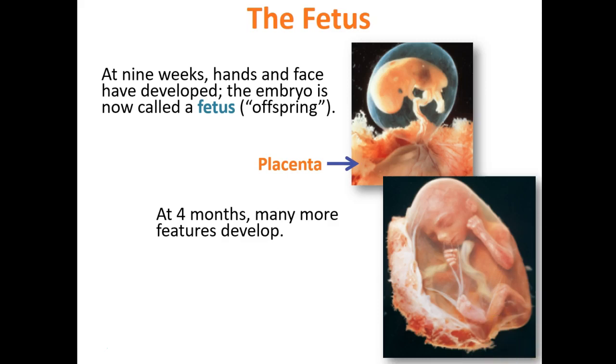And indeed, it's quite amazing. At 9 weeks, we already have our thumbprints and our fingerprints. And the 4-month-old looks clearly like a baby. So many of the capabilities and capacities that babies have are present even this early on.